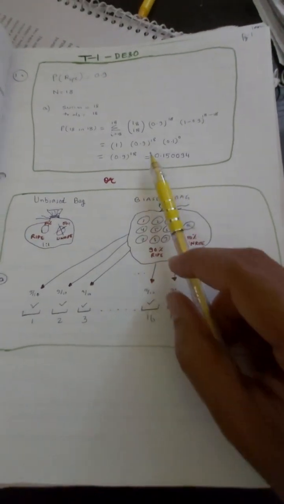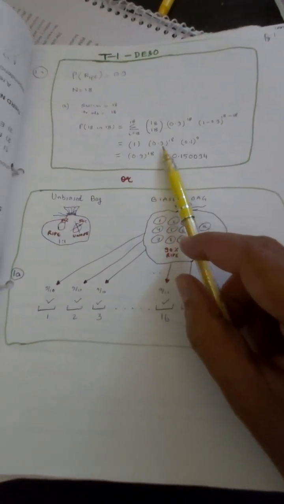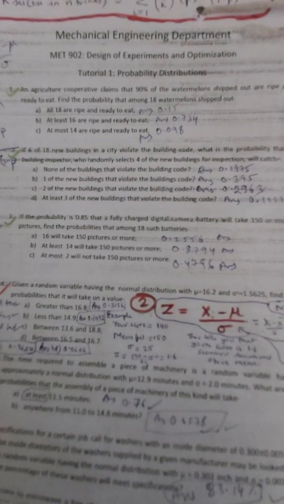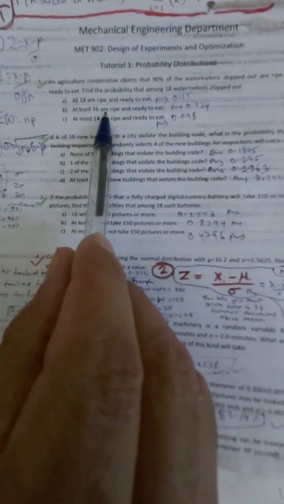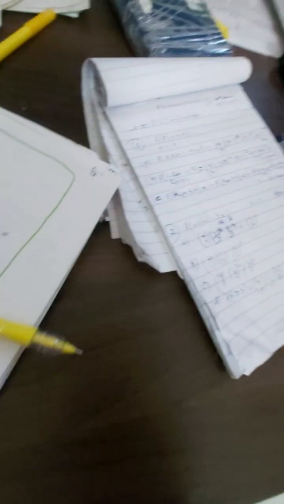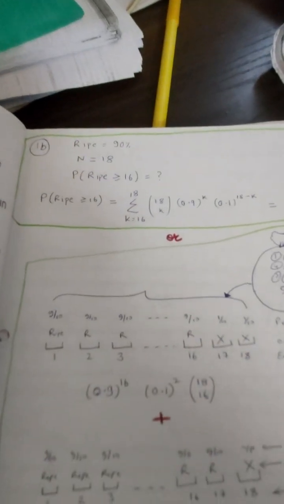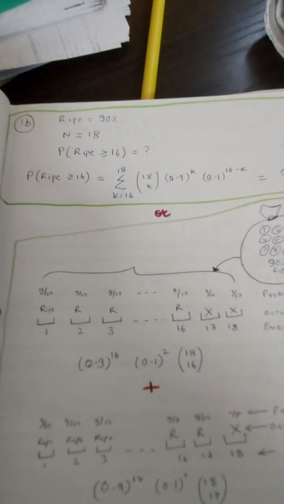So this answer matches the answer which is found by the formula. Next question is that we have 16 ripe amongst the 18, n equal to 18. Now what will happen now? What is the probability of having 16 ripe amongst 18? So it is at least 16 are ripe. That is the question. So if we read it carefully, it is at least 16 are ripe and ready to eat.